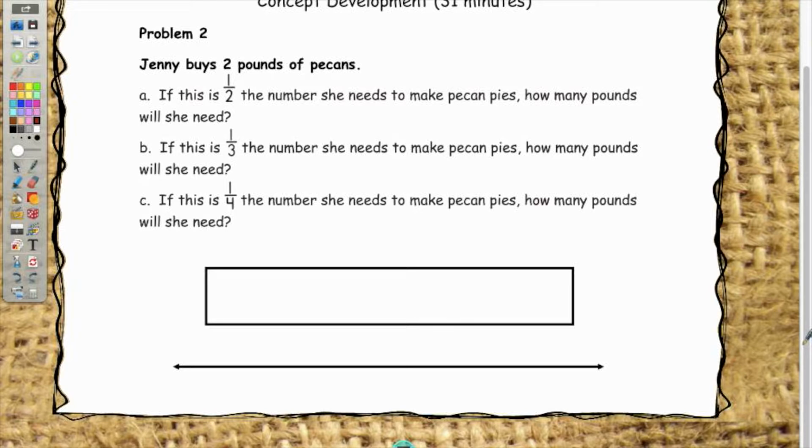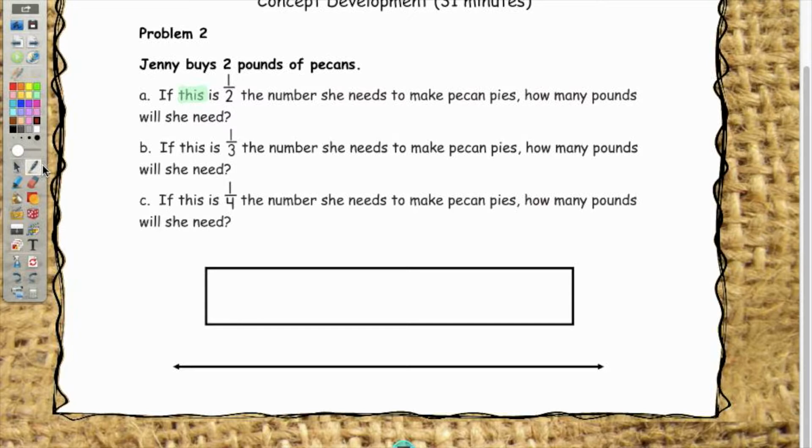Okay, it says Jenny buys 2 pounds of pecans. If this is half the number she needs to make pecan pies, how many pounds will she need? So this is a different question. We need to clarify what this is talking about. Jenny buys 2 pounds of pecans. If this is half the number she needs, what is this talking about?